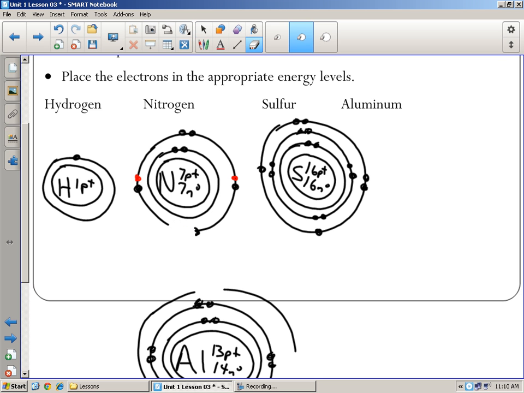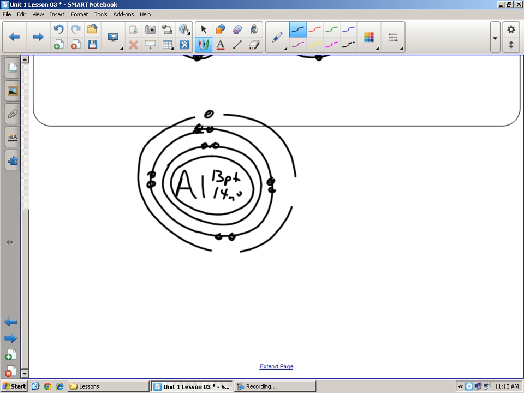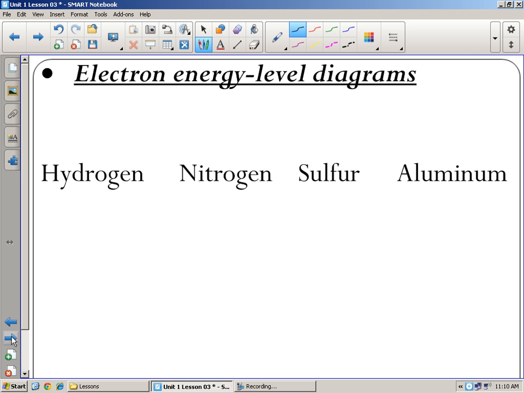So I'm just going to get rid of this for a second here. I just want to draw them again here, just in case somebody's not sure. That's what nitrogen should look like, of course, and aluminum should look like that there. Okay, good? And we'll get into that. That's part of the naming thing and all that other stuff we're going to do. Patience. Electron energy level diagram is next.